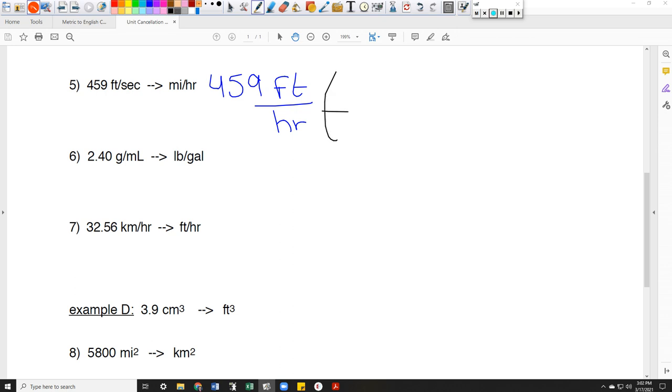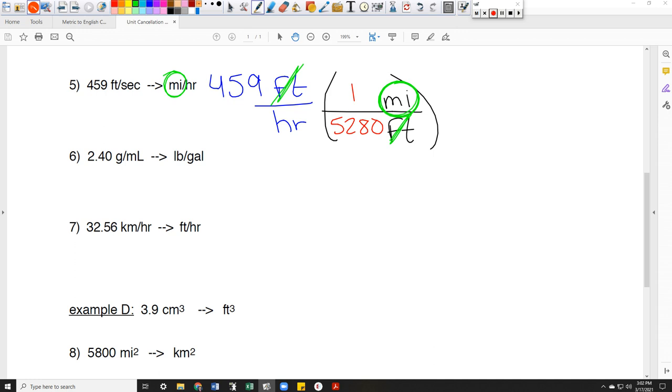First of all, feet has to go where? It's got to go on the bottom. And you've already told me I'm trying to get from feet to what? Miles. Is this the one I asked you to memorize a minute ago? In 1 mile, there's how many feet? 5,280. So let's look at this. What happened to your feet unit? They canceled. What's left? Miles an hour. Miles. Is that appropriate for your length unit? So I'm going to stop with that.